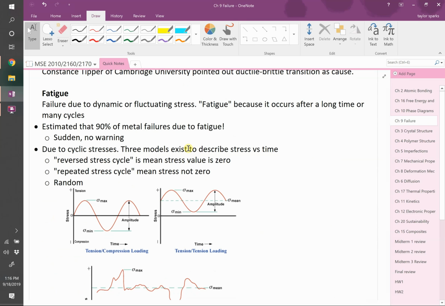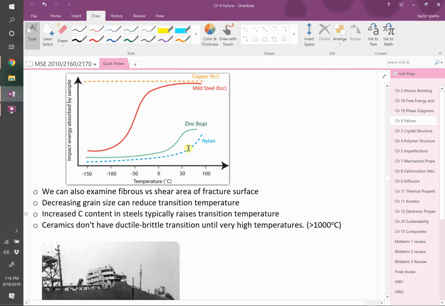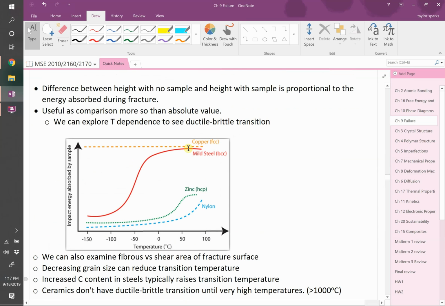Isaac? Are there materials that don't, is there always going to be that curve? No. Take a look at copper at the very top. It's hard to see. It's that dashed orange line. Some materials don't exhibit a ductile to brittle transition. It's not like it's a fundamental thing that will happen and you can find it.